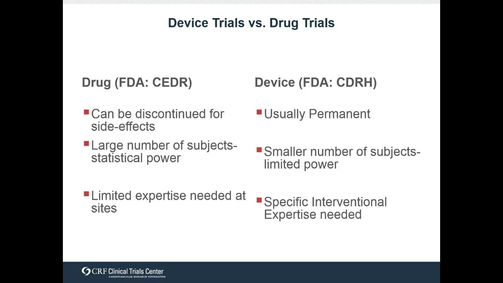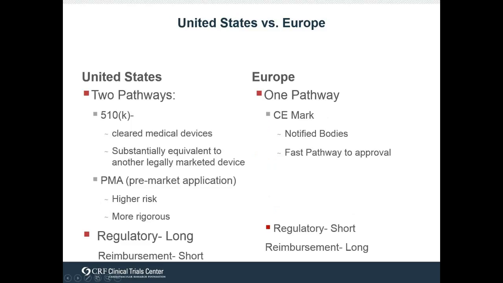While devices, again with some exceptions, are often implanted permanently. For example, a stent once implanted in the coronary artery cannot be removed. The number of subjects in trials is usually smaller, and because of that, the studies are inherently less powered, and that has significant implications for our design of studies. And specific interventional expertise is needed, as mentioned.